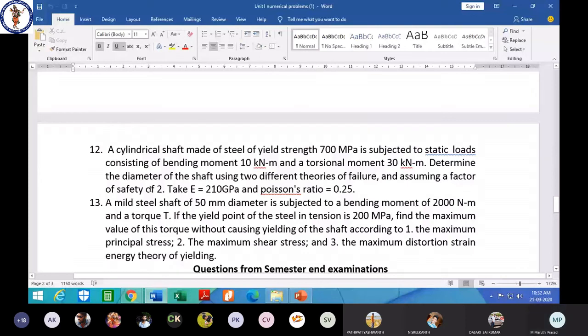First one, a cylindrical shaft made of steel of yield strength 700 megapascal is subjected to static loads consisting of bending moment 10 kilonewton meter and torsional moment 30 kilonewton meter. Determine the diameter of the shaft using two different theories of failure and assume a factor of safety of 2. Take E equals 210 gigapascal and Poisson's ratio as 0.25.